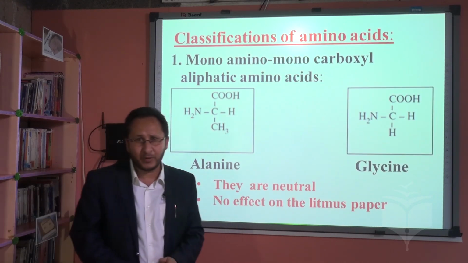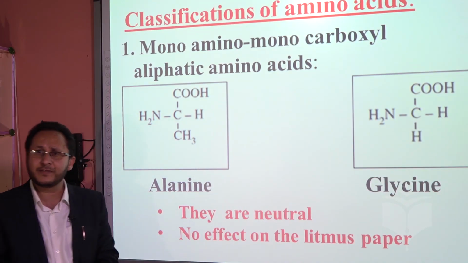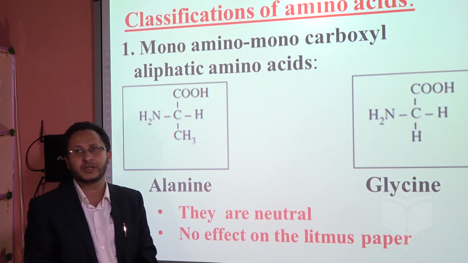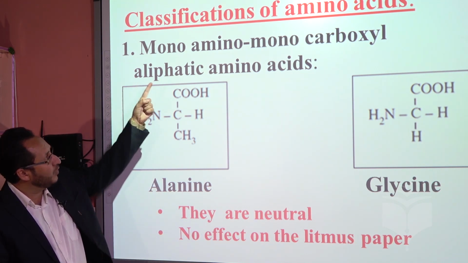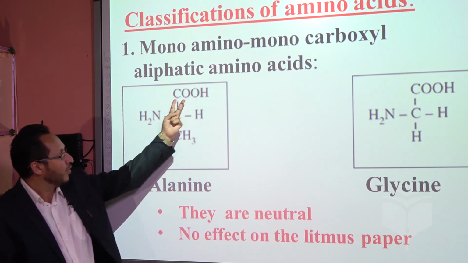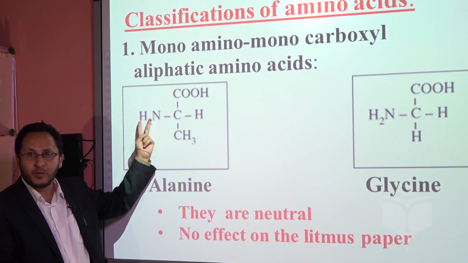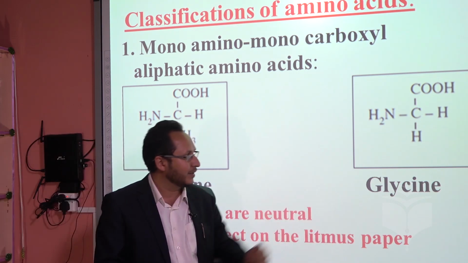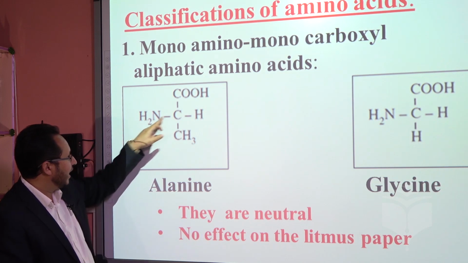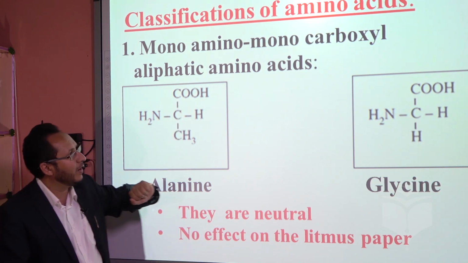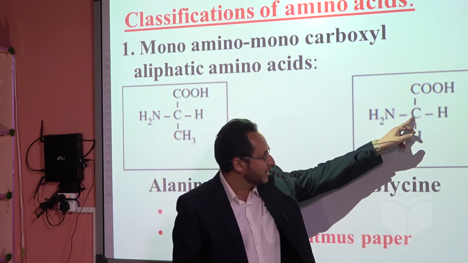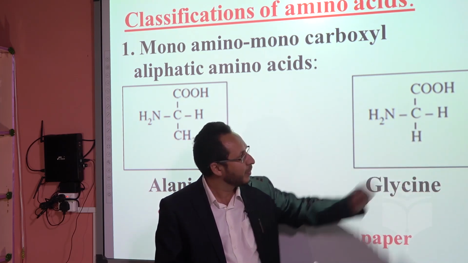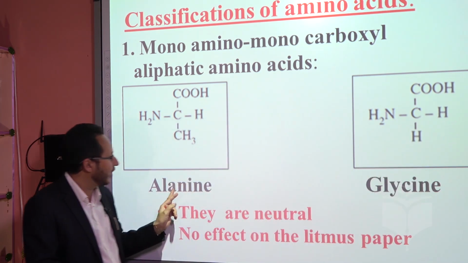Now, the classification of amino acids. Amino acids can be classified into 5 types according to the NH2 and COOH. The first one is monoamino monocarboxyl, which means I have one carboxyl group and one amino group, mono. We have 2 types of them: alanine and glycine. They have the same formula, CHNH2 COOH. If the R is hydrogen, we call it glycine. If you change this H to CH3, we call it alanine.